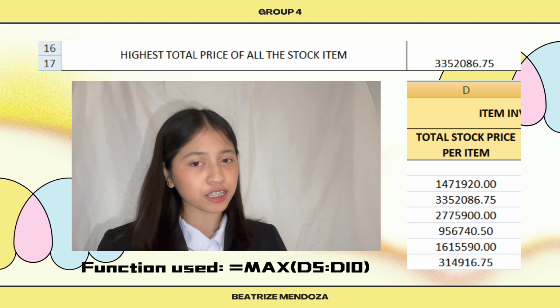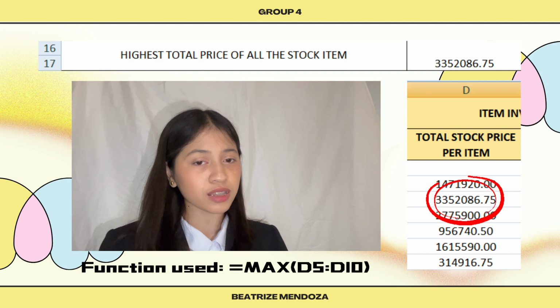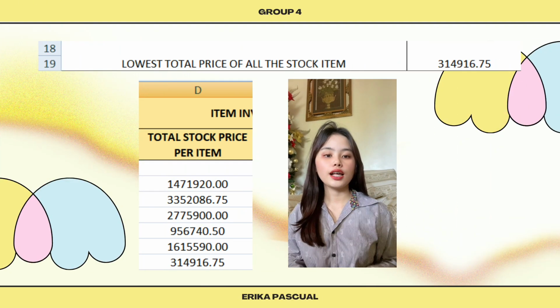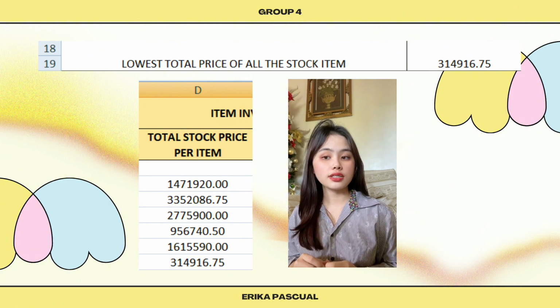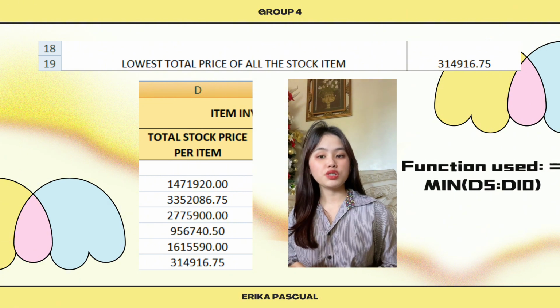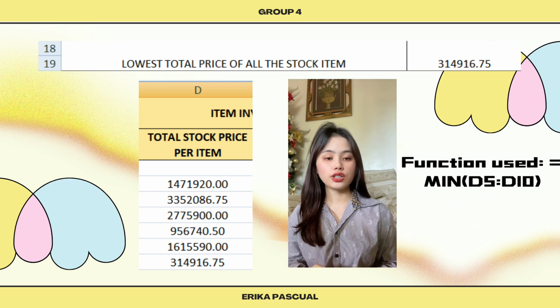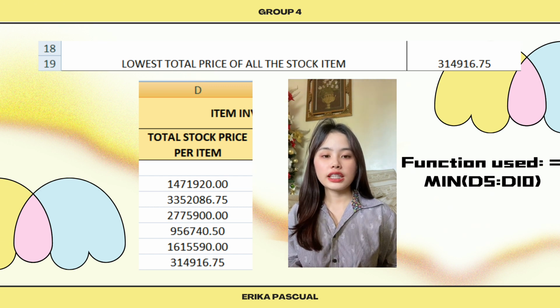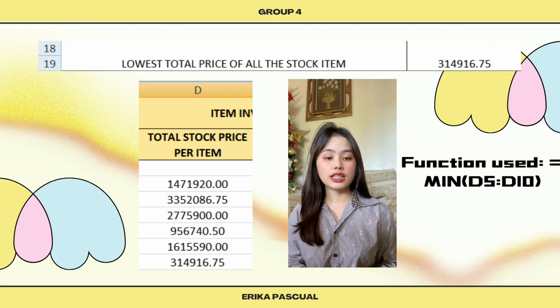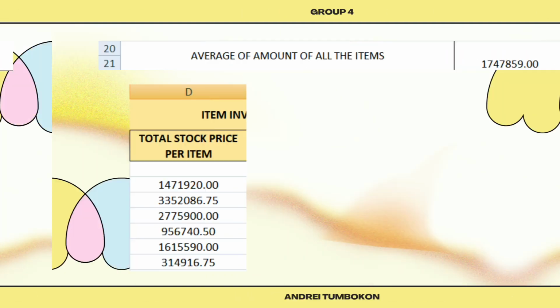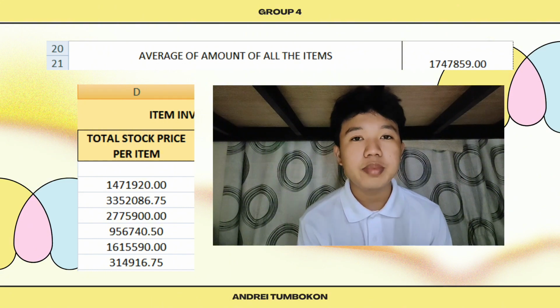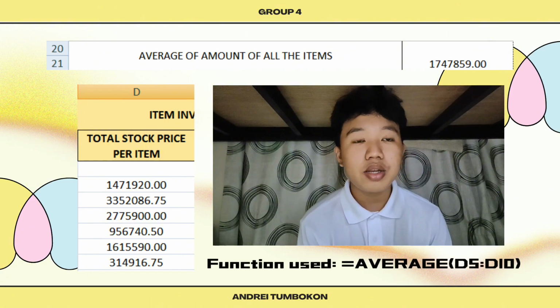The highest total price of all the stock items will determine which product has the most expensive price, and that is the Nike shoes, with the sum of 3,352,086.75 pesos. The lowest price of all the stock items will determine which product has the cheapest price. It is the D&G t-shirt, with a total worth of 314,916.75. Lastly, the average amount of all items refers to the average value of all products, and it was.